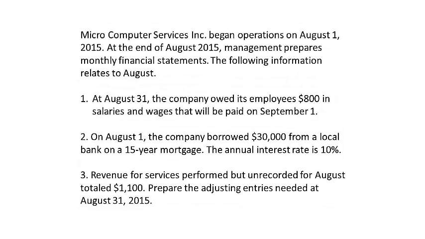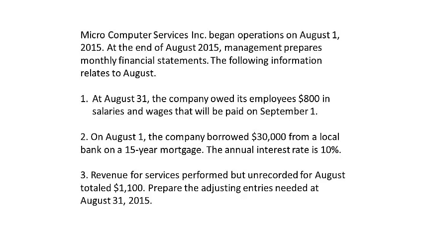The third example in this problem is that the company has revenue for services performed but unrecorded for August that totaled $1,100. So during the month they performed some services, but whatever those services were, there was not a transaction that triggered the accounting for the services or triggered the accounting for the revenue. So they have to remember to record an adjusting entry at the end of the period that records both the revenue they've earned and the account receivable due them from their customer.